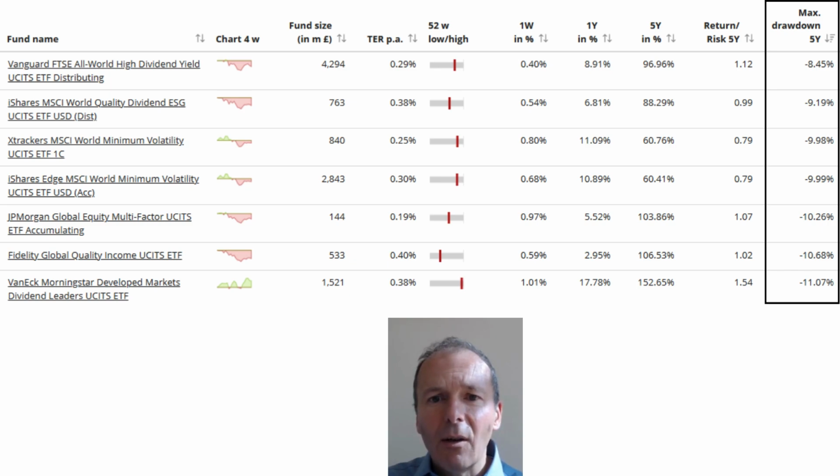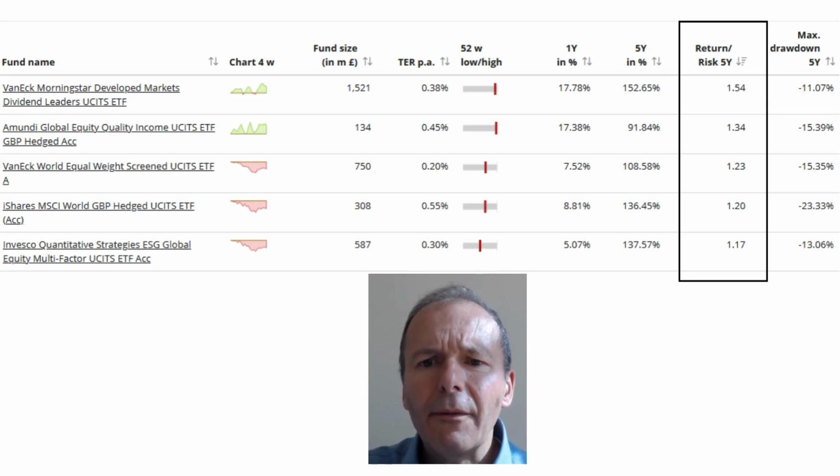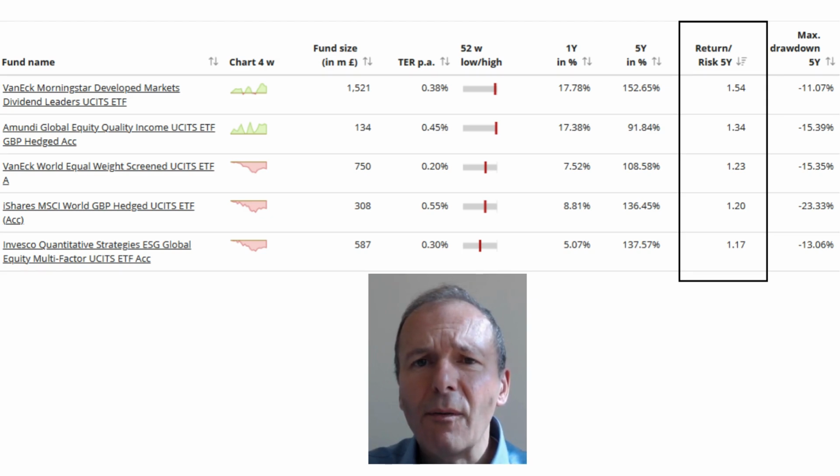which you can see in the 5-year column. If instead we filter the ETFs in terms of return over risk on a 5-year period, then the VanEck Morningstar Developed Markets Dividend Leaders comes at the top of the table with a score of 1.54, which is ahead of the next ETF, the Amundi Global Equity Quality Income, coming in at 1.34. I think it's a very credible performance for our VanEck ETF.